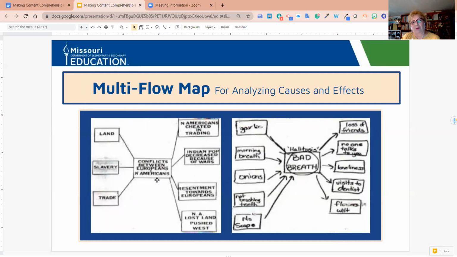And then there's a multiple flow map where we start with one, and then we talked about what happened and then the outcome from what happened. So this one I like: garlic, morning breath, onions, not brushing your teeth, no scope, leads to bad breath, which leads to a loss of your friends, no one talks to you, loneliness, visits to the dentist, and I don't remember what that, flowers will wilt. One of my students put that together. I thought it was so funny, had to save.